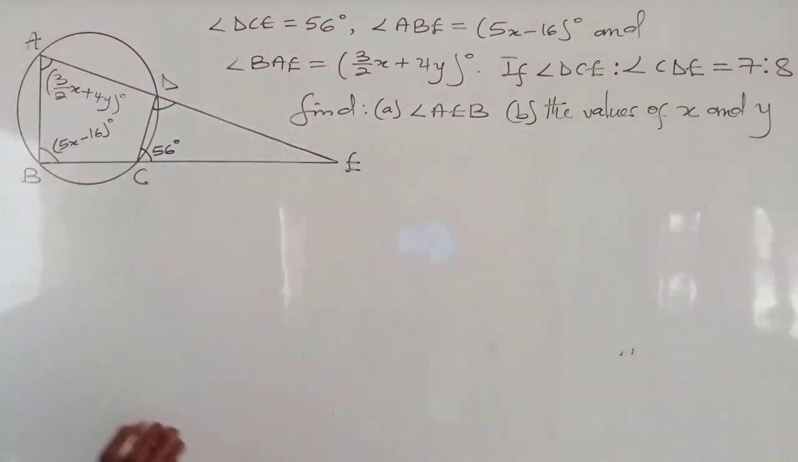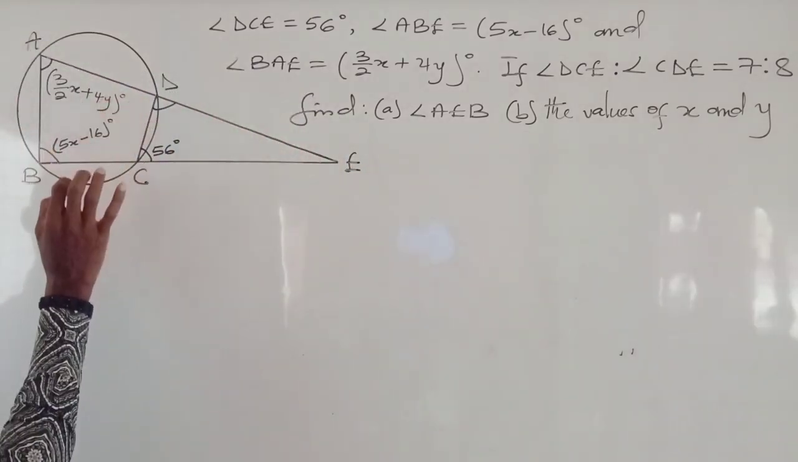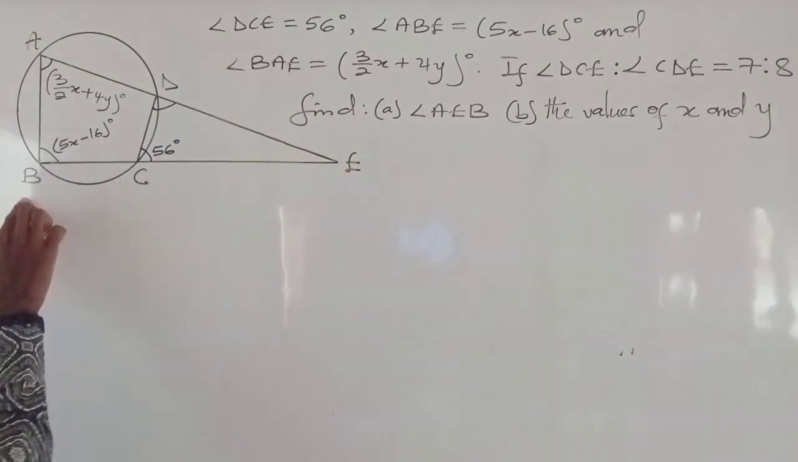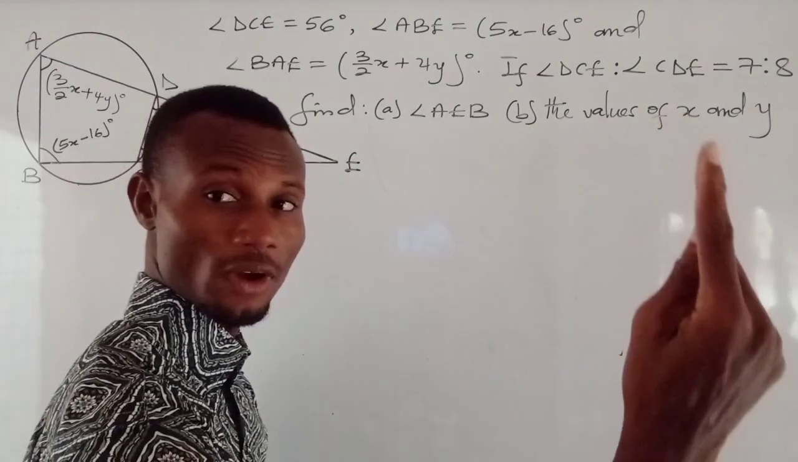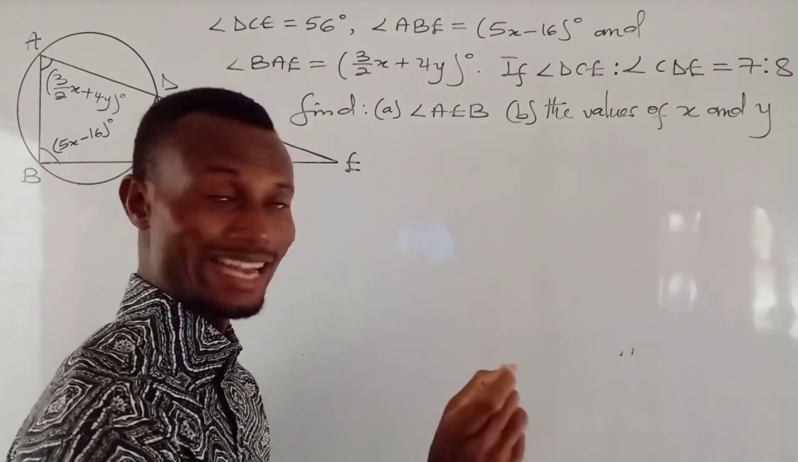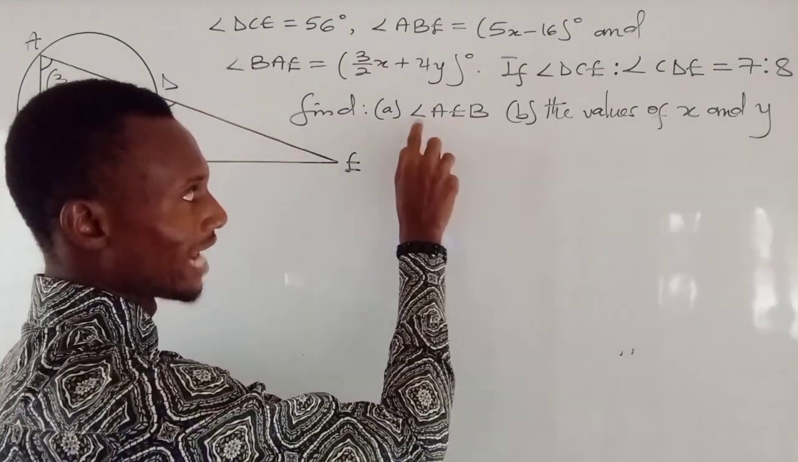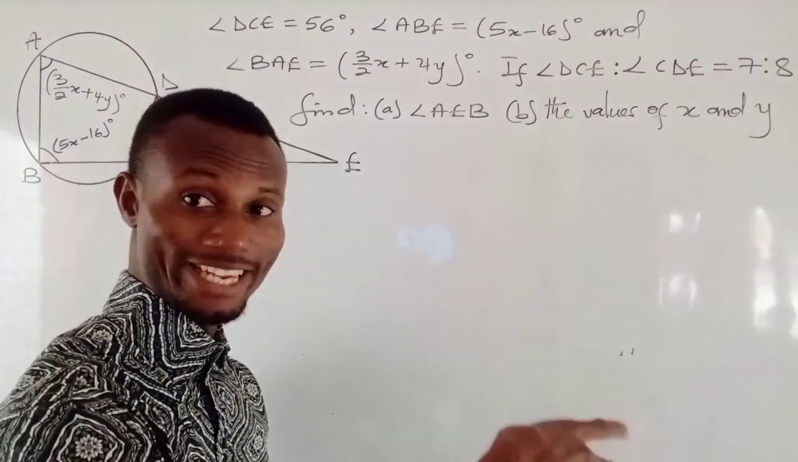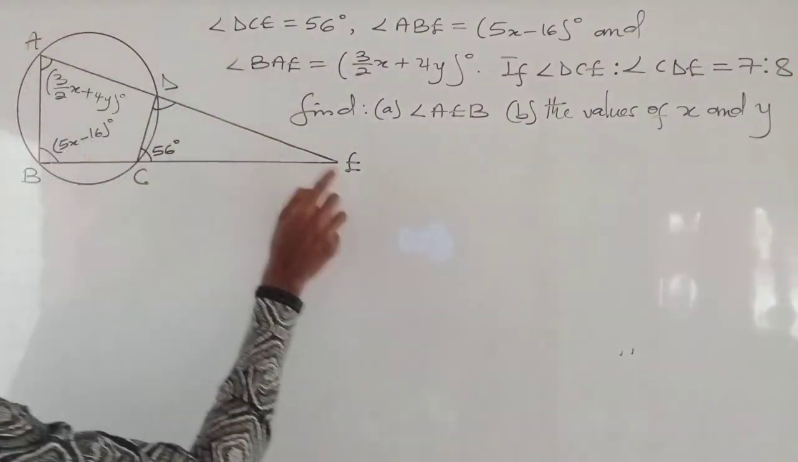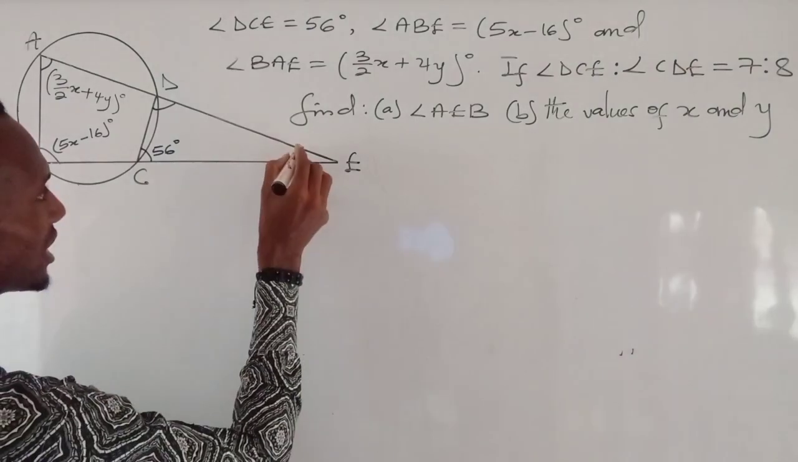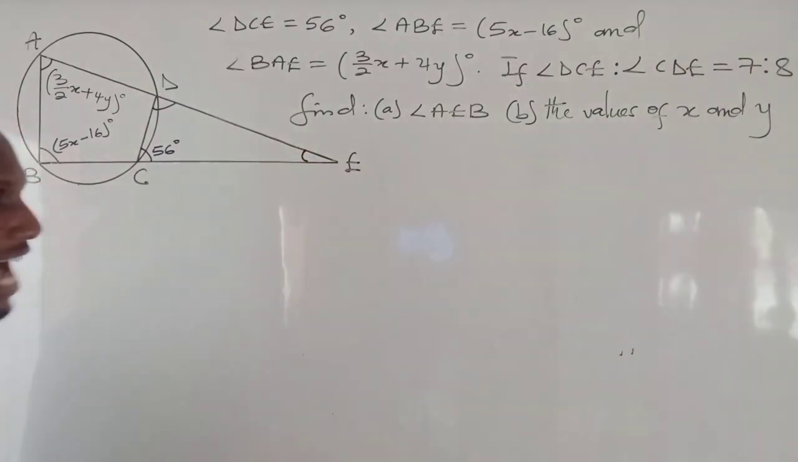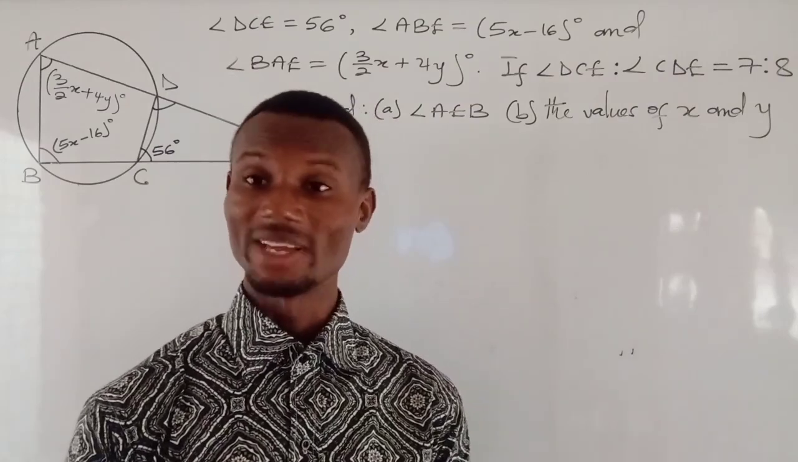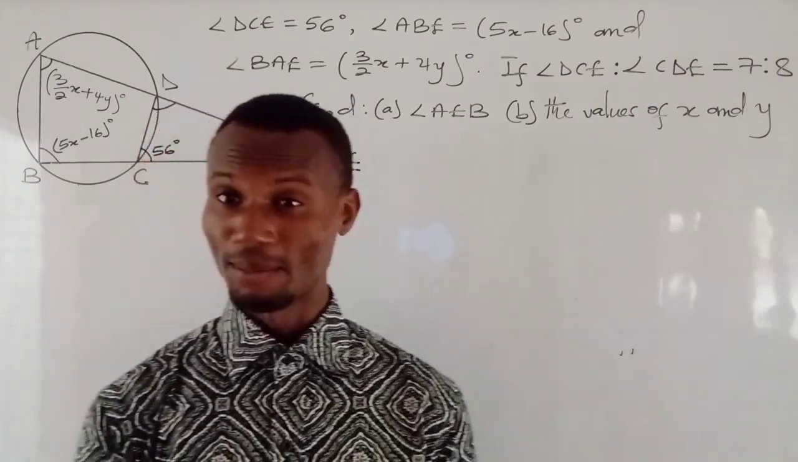Now let's go to the diagram. So this is the diagram. Let's identify angle AEB. Don't forget the focus is on the middle letter, which is the E. So we are looking at the angle formed on the letter E. The angle formed here is the angle AEB that the question is asking us to find. I hope you agree with me up to this point.